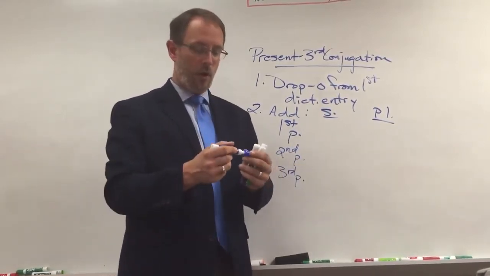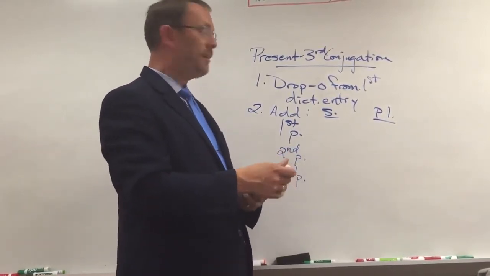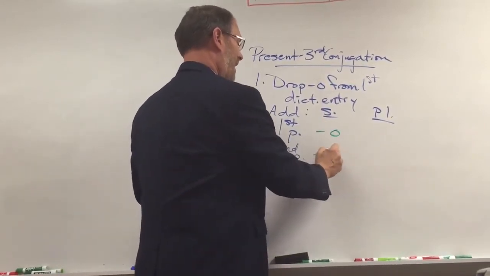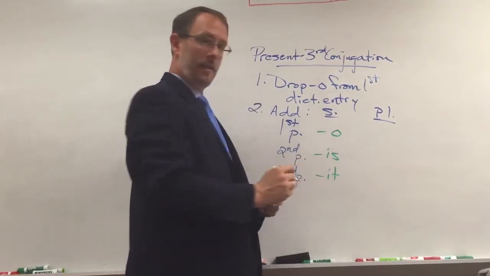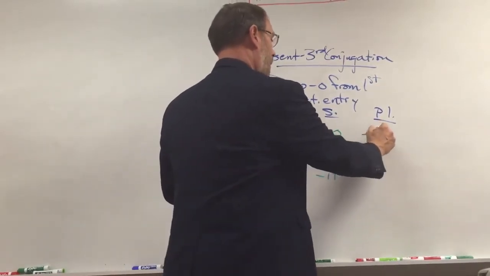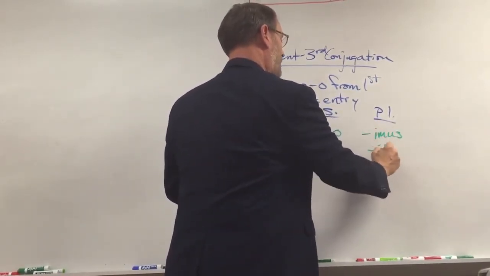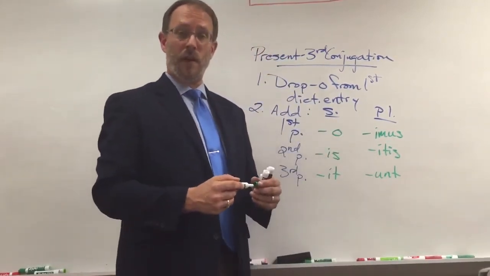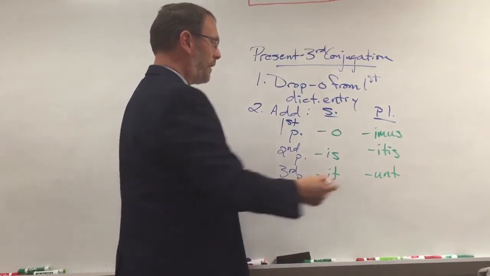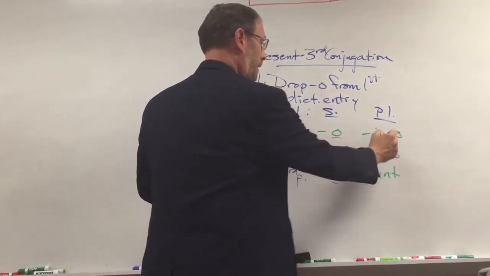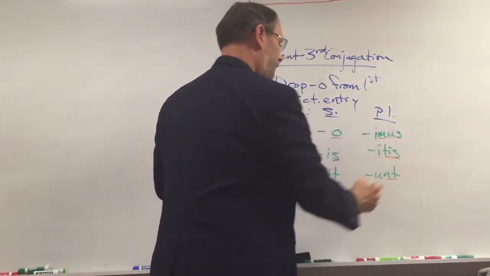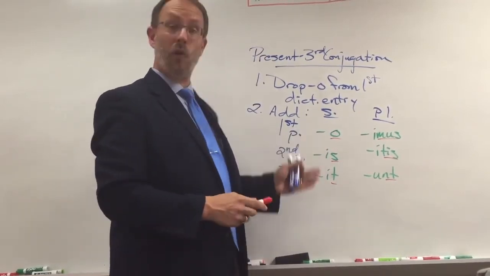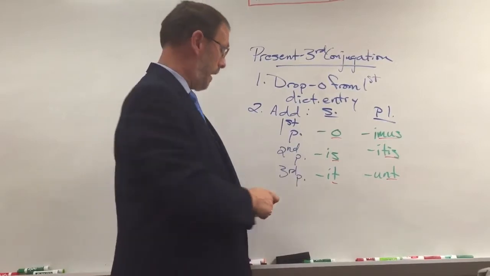And so now we're ready for our usual endings, and they're very similar to what we've seen before. You're going to add O, IS, IT, IMUS, ITIS, UNT. So very similar. In fact, you'll notice we've got the same endings as before, O, S, T, MUS, TIS, NT, with just a little something extra in front.